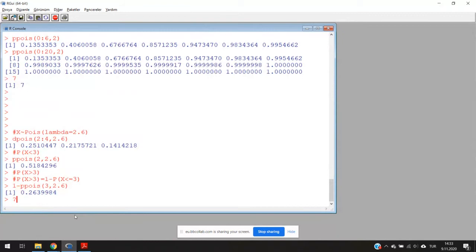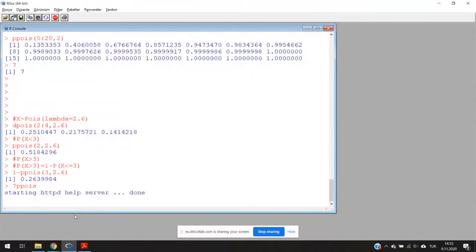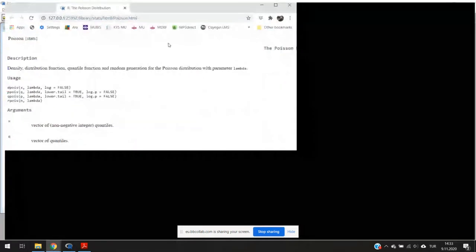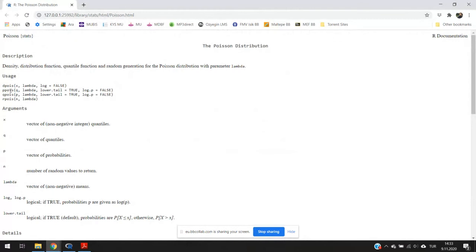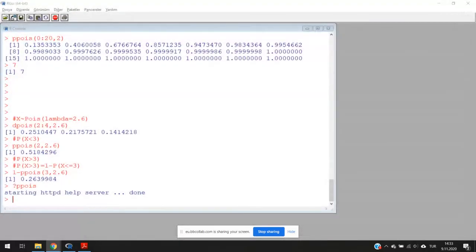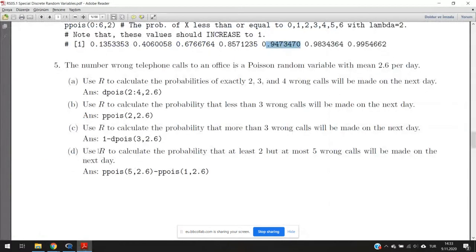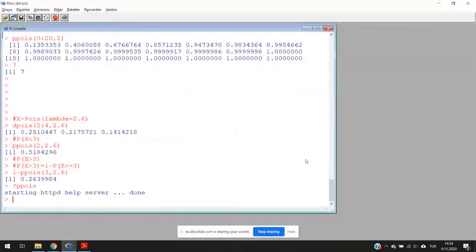By the way, if you write a question mark and ppois, you will be directed to a web page here. It says that in the dpois and ppois functions, the first argument is the value itself, and the second argument is the rate parameter lambda. You can read the rest of this page to learn further about the Poisson distribution and Poisson random variable, and also the built-in commands in R related to Poisson random variables. All right, final question here. It says, calculate the probability that at least 2, but at most 5 wrong calls will be made on the next day. It is basically asking us this probability.